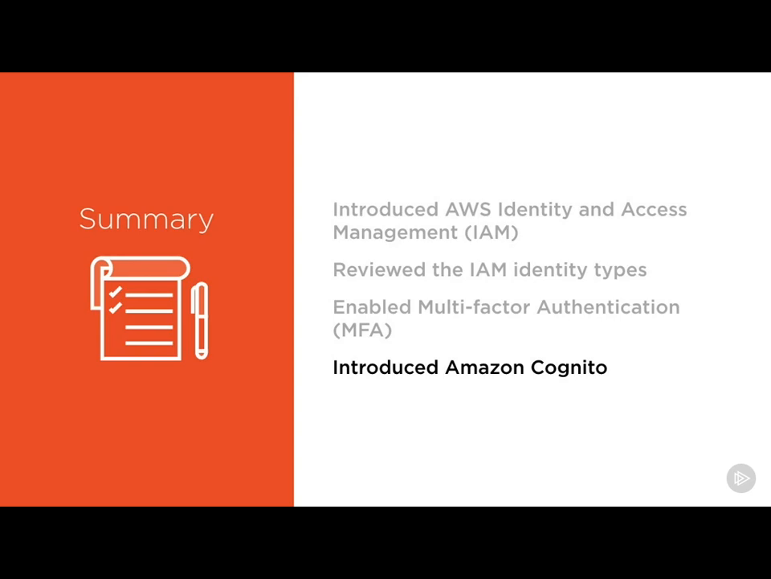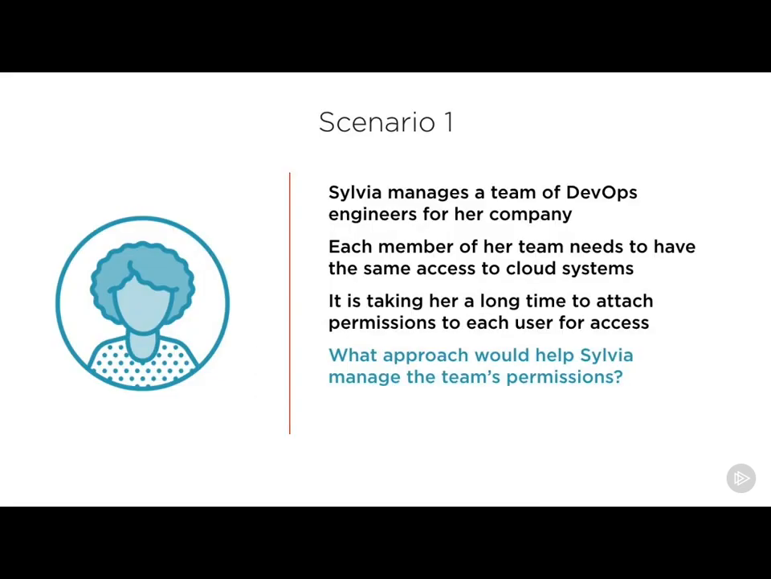So now let's take a look at our 3 scenarios. And first, we had Sylvia, and she was trying to figure out how to manage the team's permissions. So what would you recommend for her? Well, in this case, using an IAM group would give her one location for setting permissions for every single member of the team. However, we do need to add a caveat here.